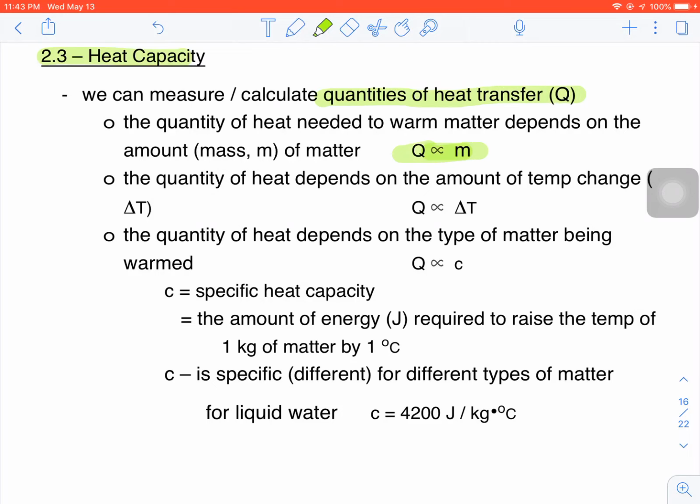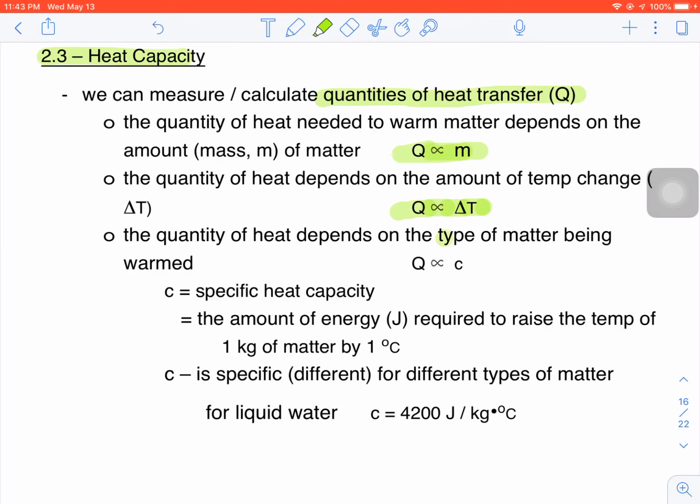Number two, if I want to heat it more, I have to add more energy. So it's, again, a direct relationship between the amount of heat required, Q, and the amount of temperature change I'm going to get. If I double Q, double the energy, I will double the temperature change. In order to double the amount of mass that I'm heating up, I need double the amount of thermal energy. So I've got those two direct relationships.